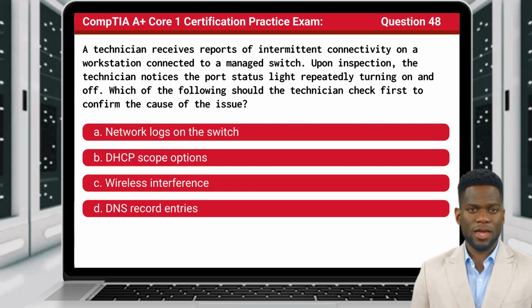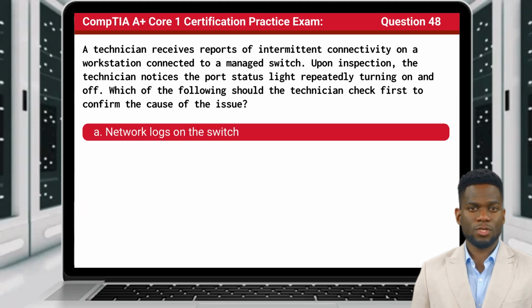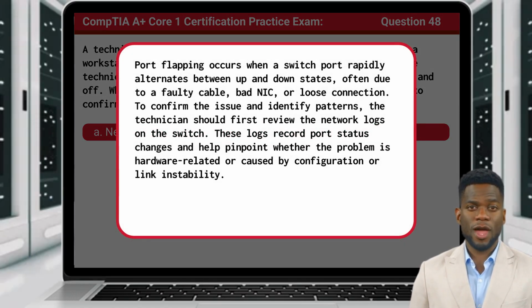The answer is A. Network logs on the switch. Port flapping occurs when a switch port rapidly alternates between up and down states, often due to a faulty cable, bad NIC, or a loose connection. To confirm the issue and identify patterns, the technician should first review the network logs on the switch. These logs record port status changes and help pinpoint whether the problem is hardware-related or caused by configuration or link instability.